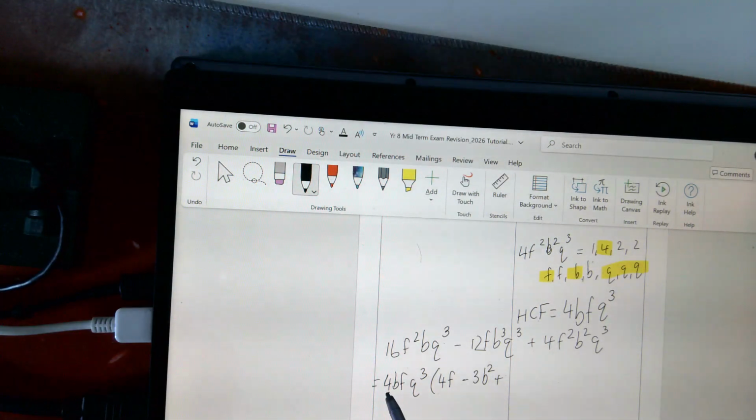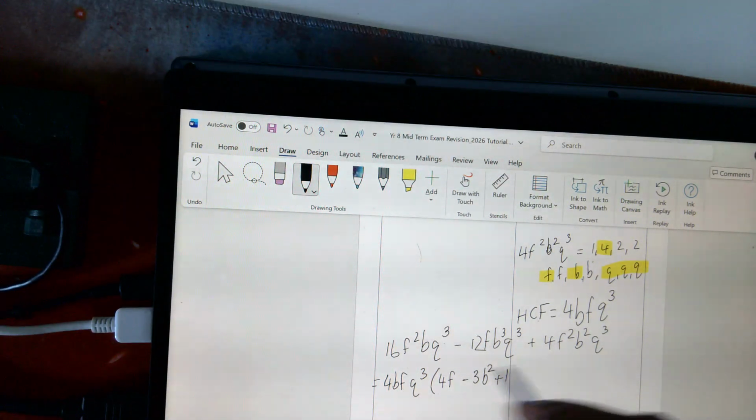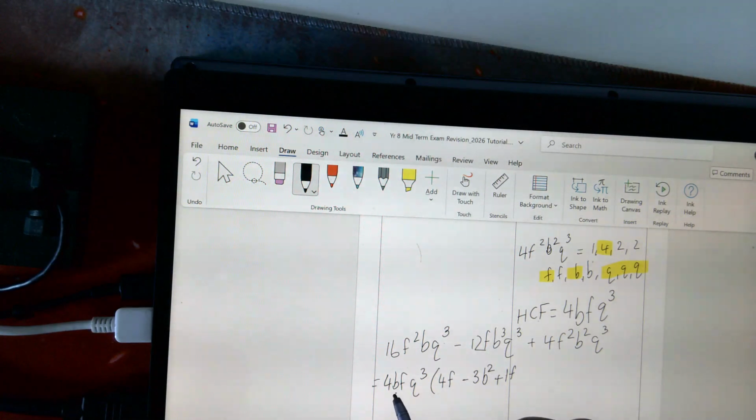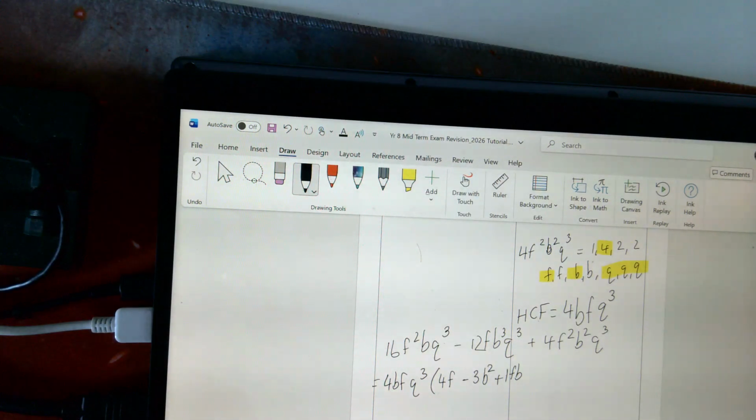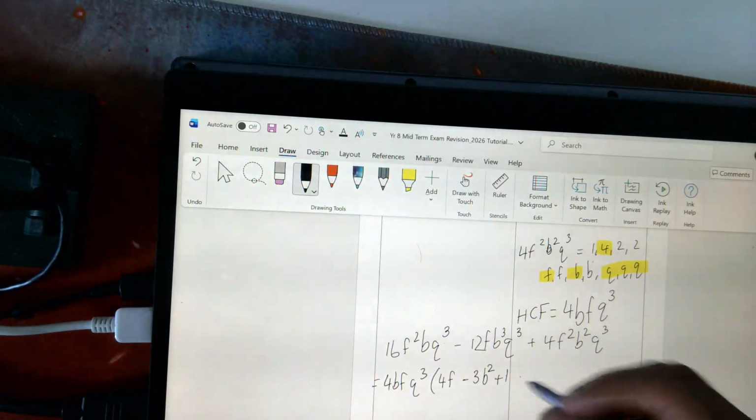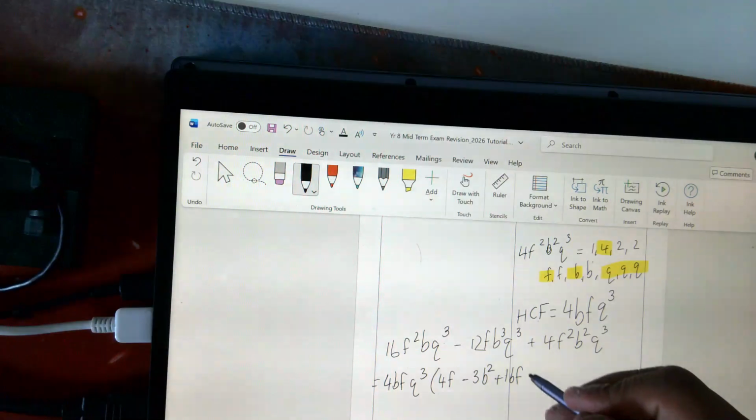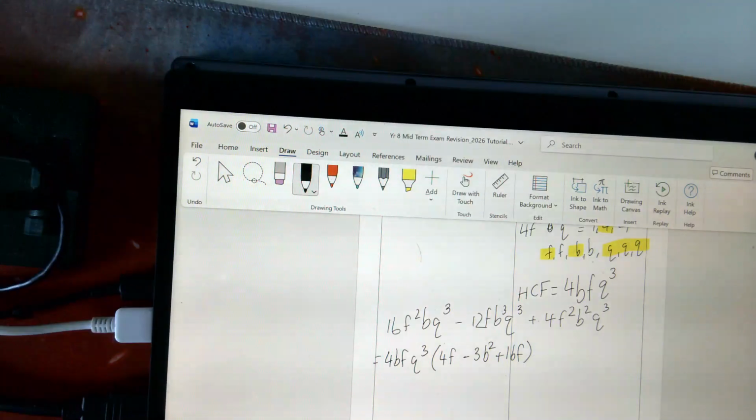Plus 4 times what is 4? That's 1. I've got 1f, here I need f squared, so I've got to multiply by an f. Here I've got 1b, need b squared, so I've got to multiply by a b. But I like alphabetical order, so I'm going to put them in alphabetical order as bf, and I've got q cubed, and I've got q cubed, so there's our factorized form.